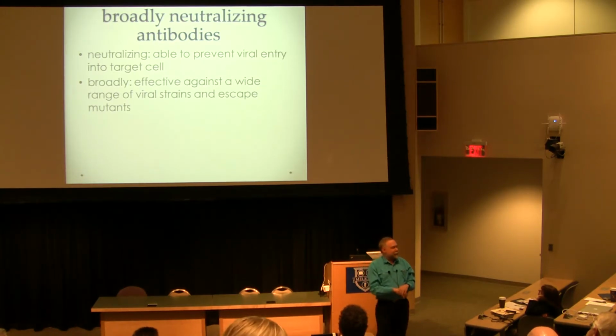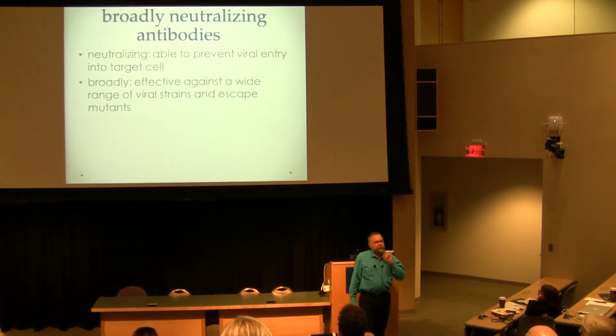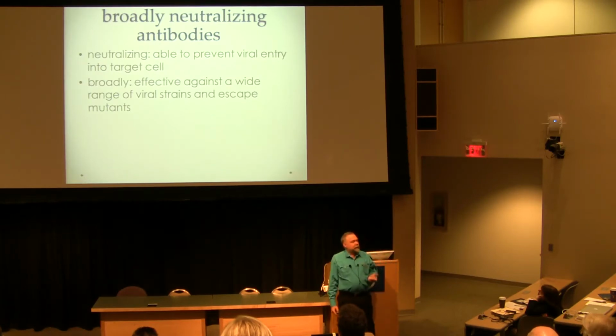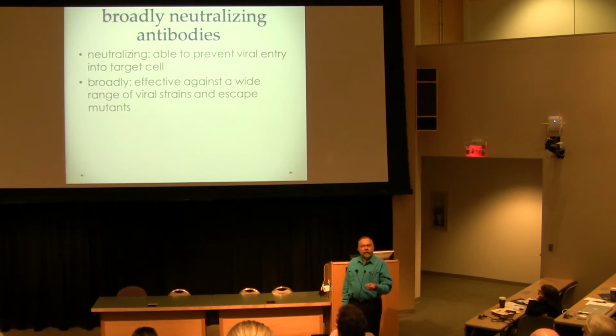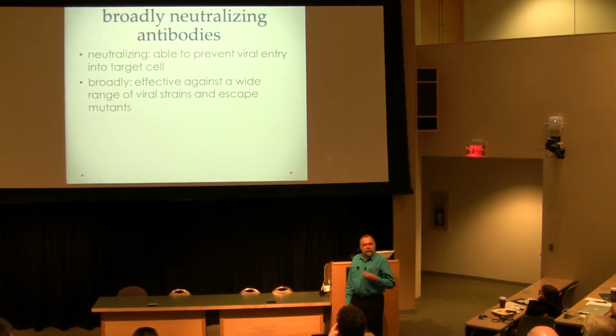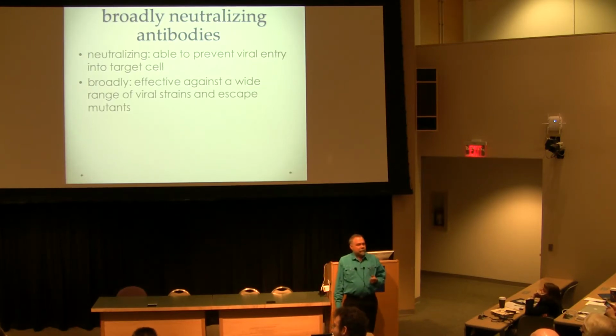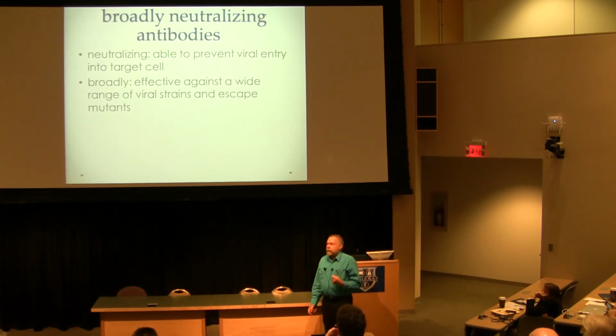I don't mean to belabor a point, but I just want to be careful about what it is I actually mean. So neutralizing means that an antibody is capable of preventing infection of a cell, so that it prevents the virus from entering the target cell. That's neutralizing. Broadly means that the antibody is capable of preventing viral entry even against a large number of different strains of the virus. And this is really key.